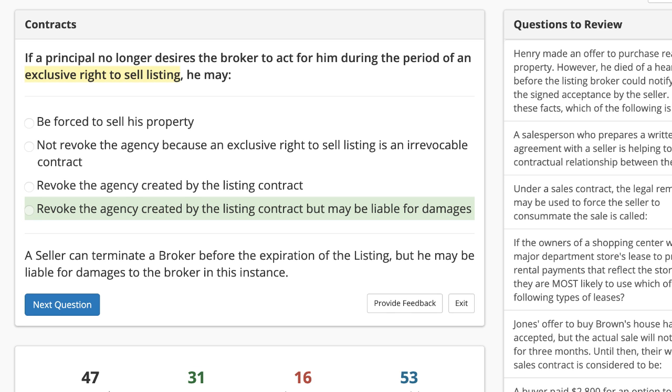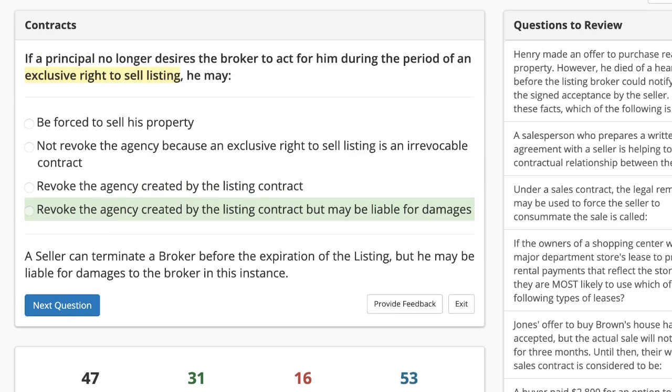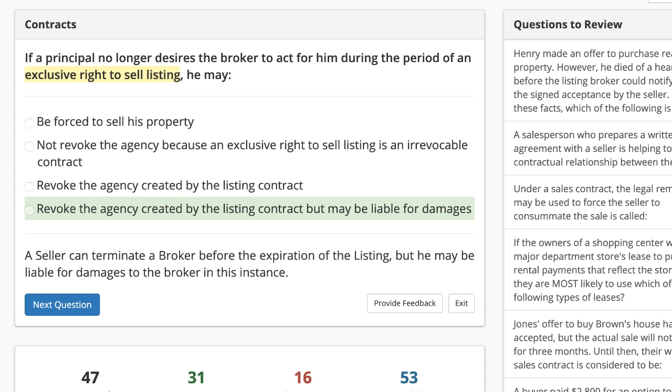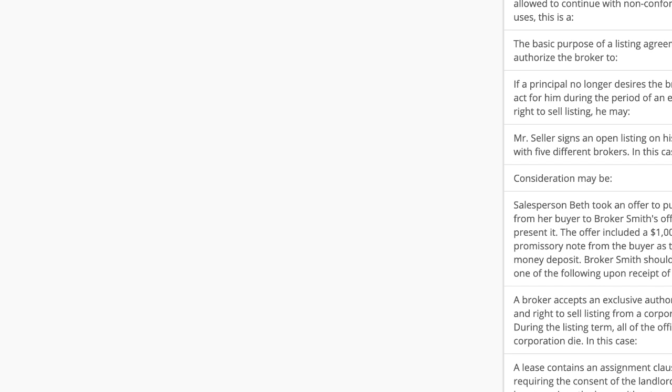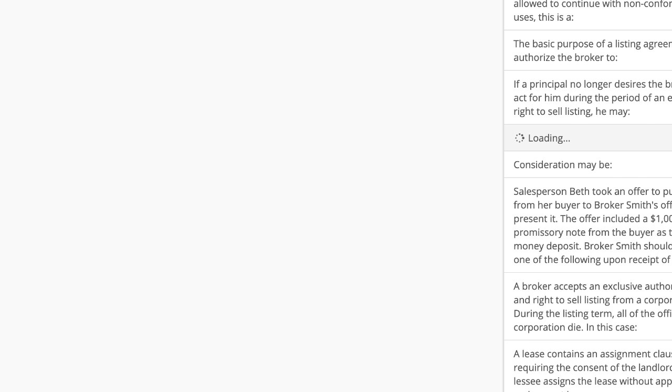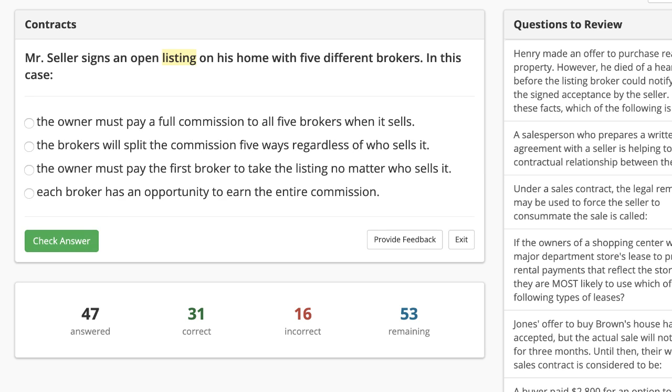And like Dale was asking earlier, that means that the broker could still get commission, right? Exactly. That is the penalty that the seller pays when they decide to rescind on a contract they've agreed to, not keep their word. Right.